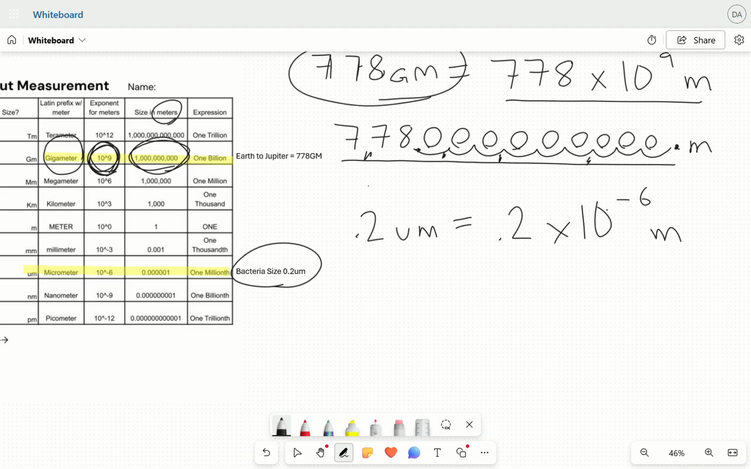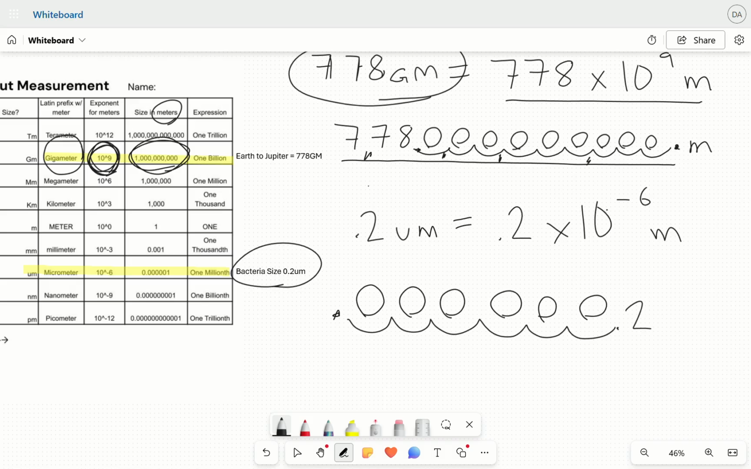Now, if I want to write this out in the long form, I'm going to write 0.2, but this time, because this is a negative exponent, I'm going to jump in the opposite direction. So I'm going to go 6 jumps over in the opposite direction. 1, 2, 3, 4, 5, 6. And then this is the new location of my decimal place. I'm going to fill every jump that's not already filled with a number with a 0. And I'm going to put my unit at the end.